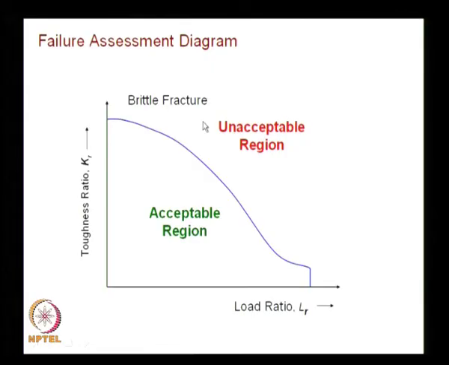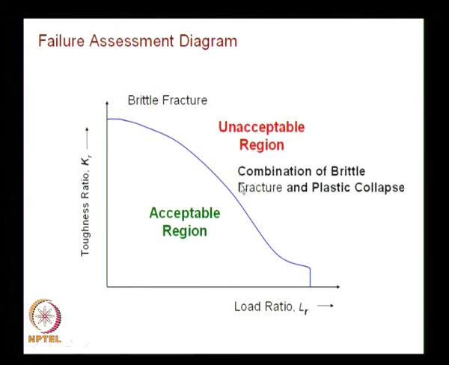And you can also look at, again, a recapitulation. So, the initial zone is covered by brittle fracture, the intermediate zone is covered by brittle fracture and plastic collapse, and the final zone, when the load is very close to the flow stress, is dictated by plastic collapse, and you have the data point. So, this data point has to be seen in the FAD diagram.